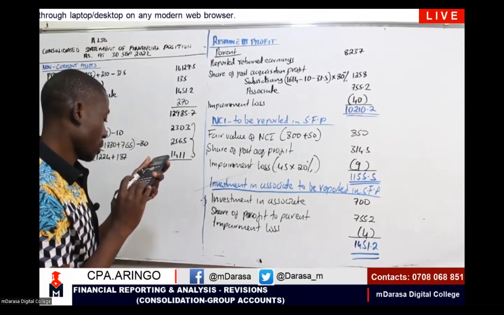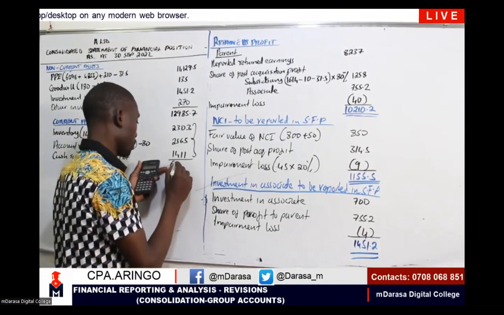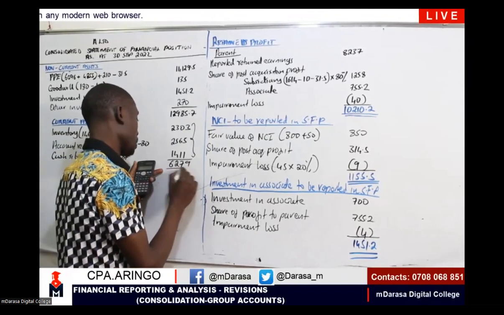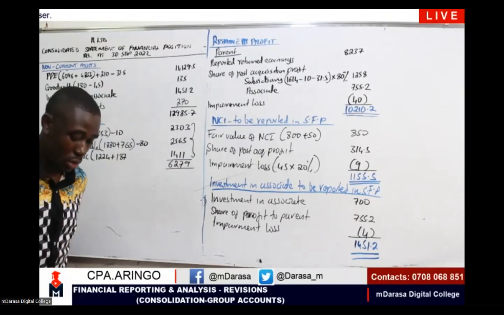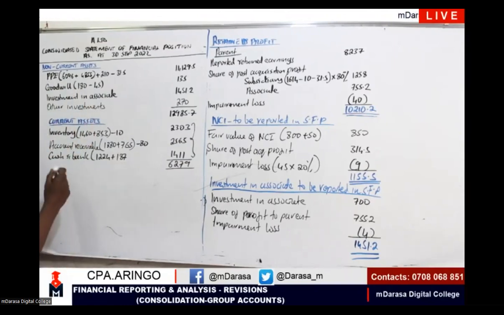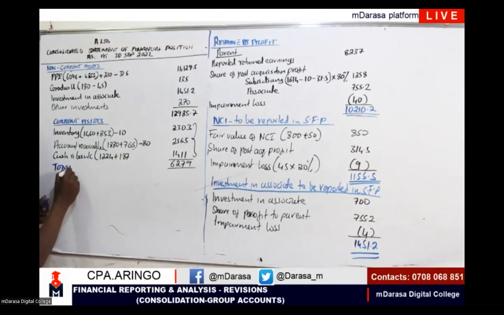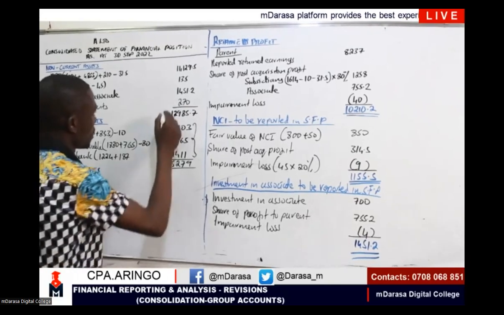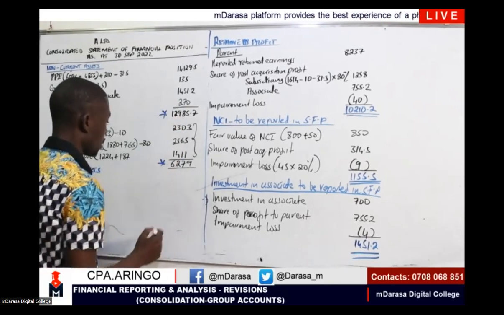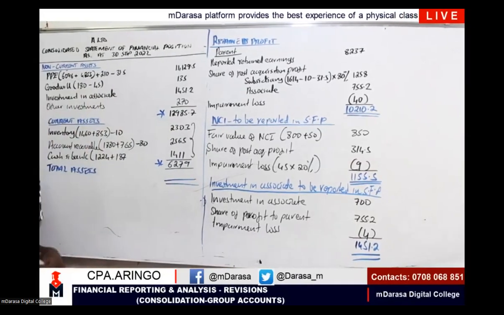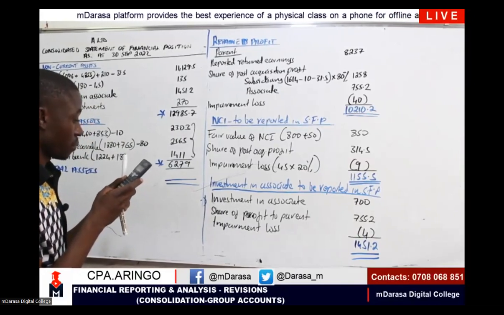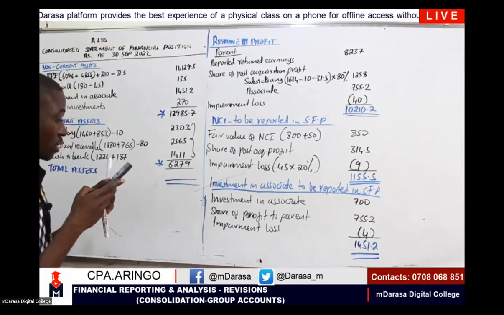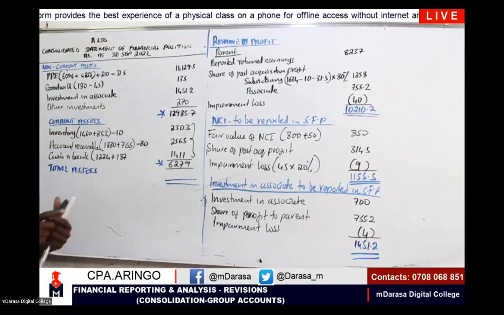Plus 2303, 6279. So our total assets, we can agree and say that my total assets will be how much here? Take this plus this, to give us a figure or format there. Plus 12,985.7. That should give me 19,264.7.